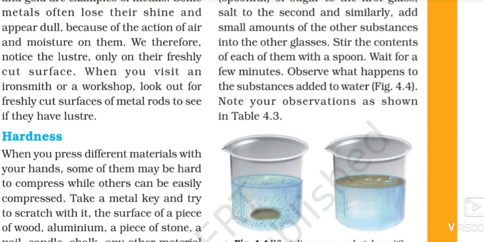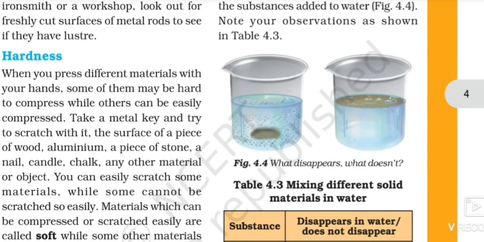Now see the second property of materials, that is hardness. When you press different materials with your hand, some of them may be hard to compress while others can be easily compressed. So materials can be classified into soft and hard materials. When we touch some of the materials, you will be able to understand that some are soft and some of them are hard. It is very hard to compress them.